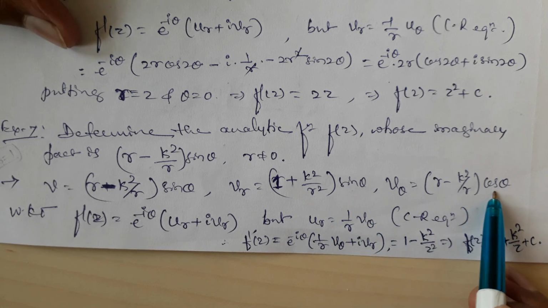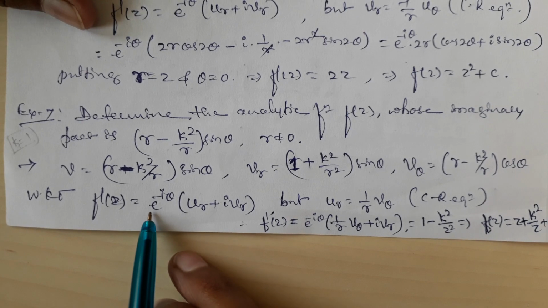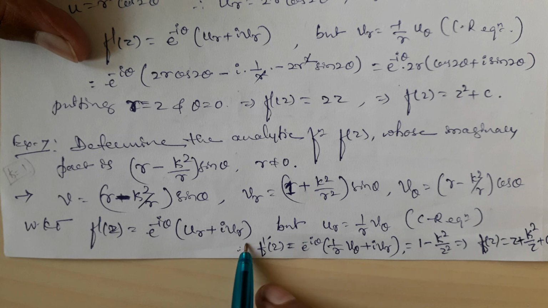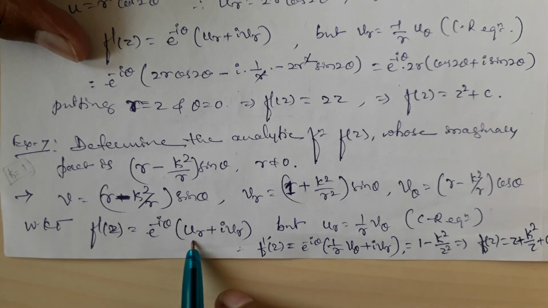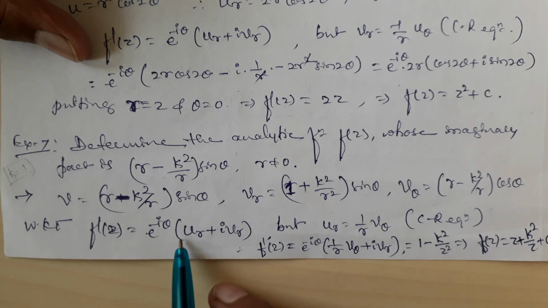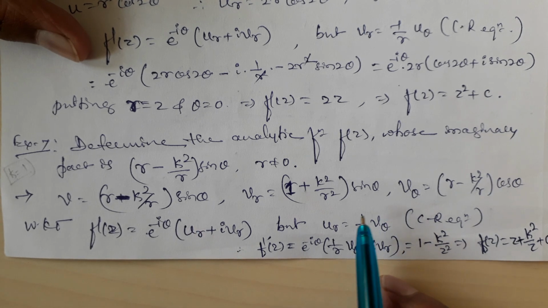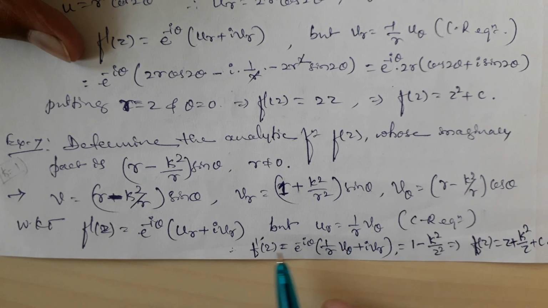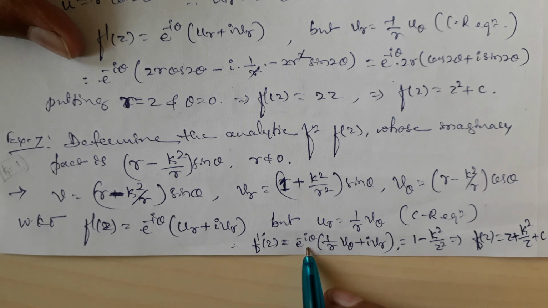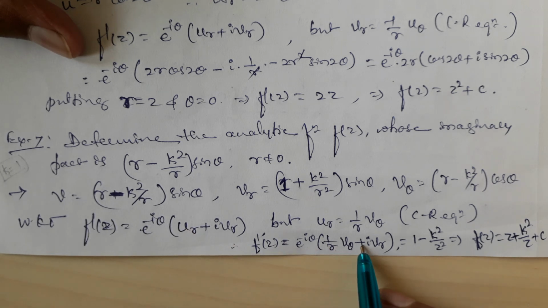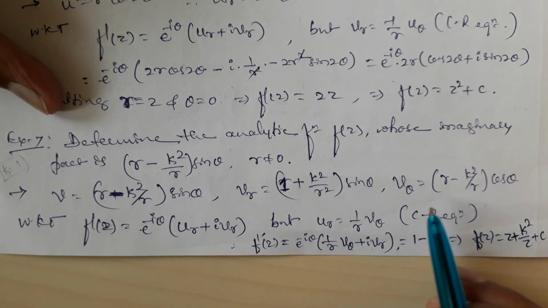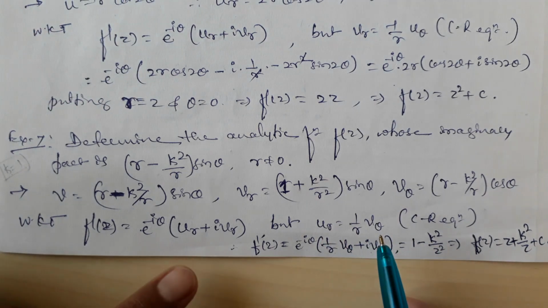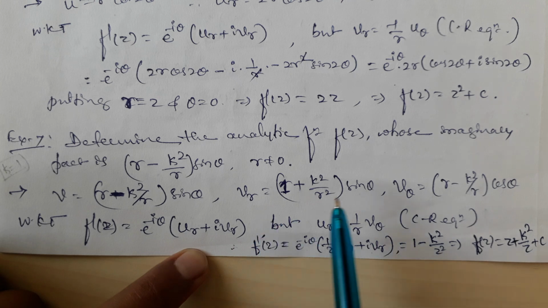And we know that f dash of z is e to the power minus i theta into (u_r plus i v_r). But here we don't know u_r, therefore we can replace u_r by v_theta using the CR equation, that is u_r equal to 1 by r v_theta. Hence the above equation becomes f dash of z equal to e to the power minus i theta, u_r is 1 by r v_theta, plus i v_r. Here we can replace r by z and theta by 0.